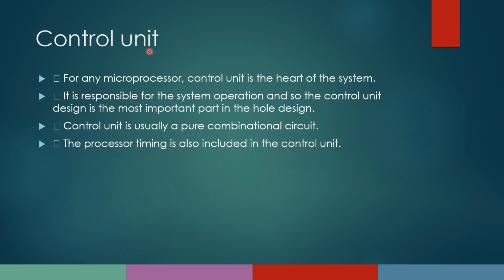Now next one is the control unit. For any microprocessor, the control unit is the heart of the system. It is responsible for the system operation, and so the control unit design is the most important part in the whole design. This is going to be a purely combinational circuit, and the timing is also included in the control unit. So in this section, basically we have discussed the architecture of the ARM processor, all its basic features, etc.